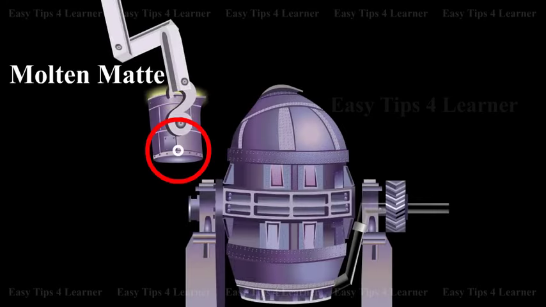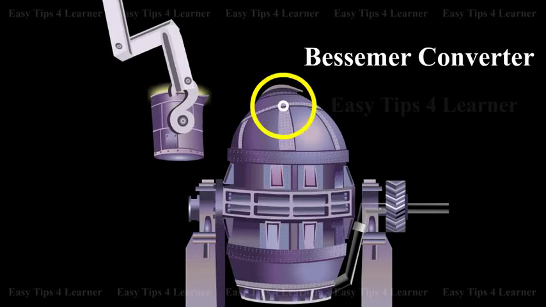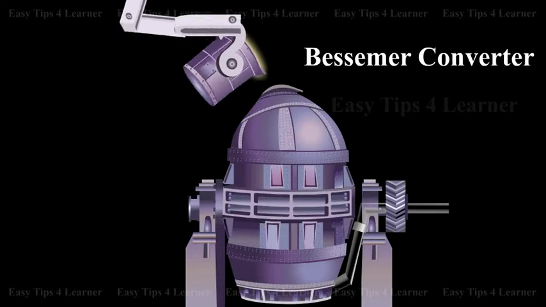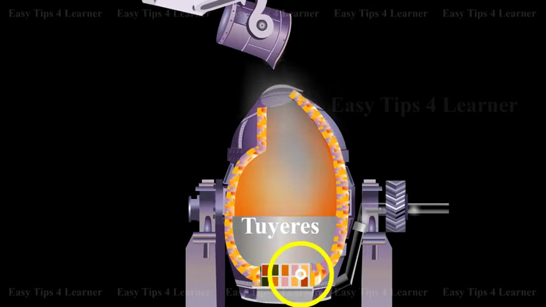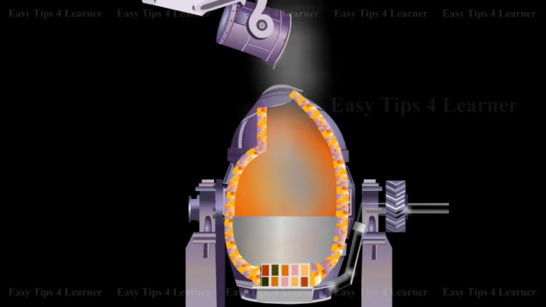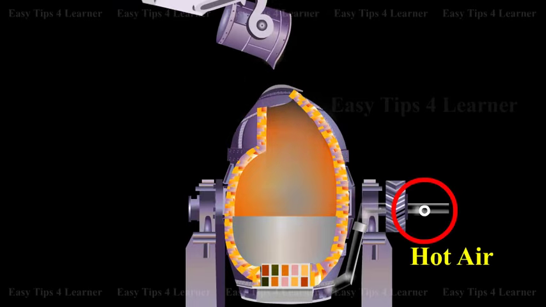Bessemerization. The molten matte is transferred to a Bessemer converter as shown in the visual. The Bessemer converter is mounted on a horizontal axis and is fitted with small pipes called tuyeres, through which a blast of hot air and fine sand is admitted.